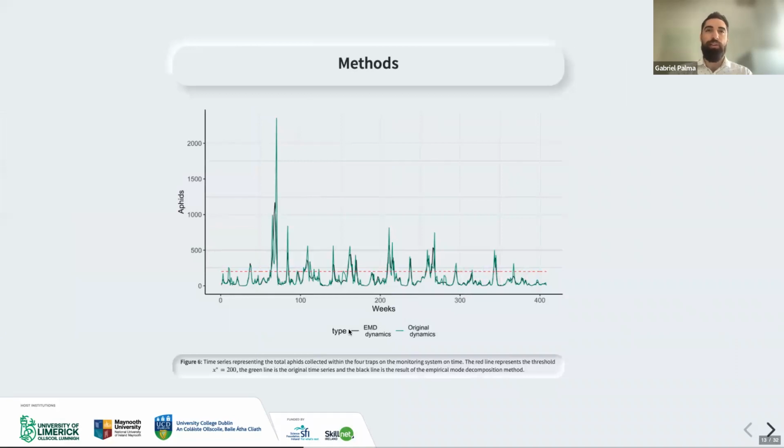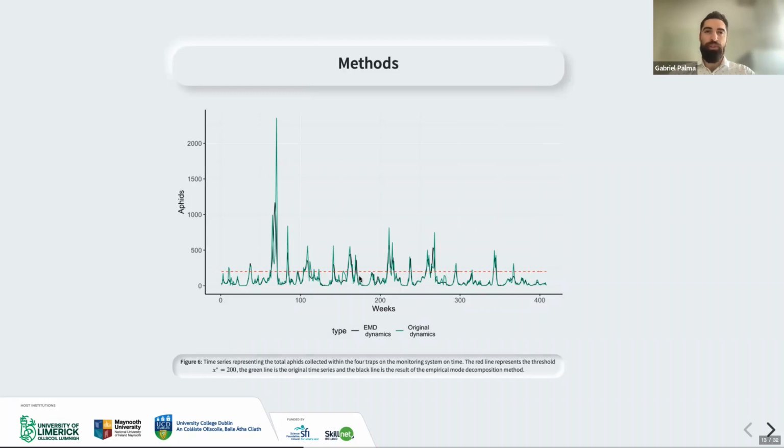As you can see, I have 2 dynamics. In green, I have the regional dynamics, and in black, I have the decomposed dynamics. This decomposition is based on the empirical mode decomposition, and we use empirical mode decomposition as an alternative to try to generalize our method. So basically, we can use in the method the original time series or the decomposed time series. It's just an illustration. Here, as you can see, we have the sum of the aphids per trap per week. And here we have the threshold. In red, we have the threshold.